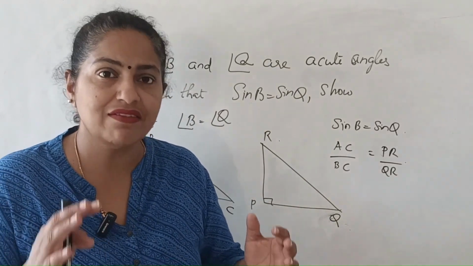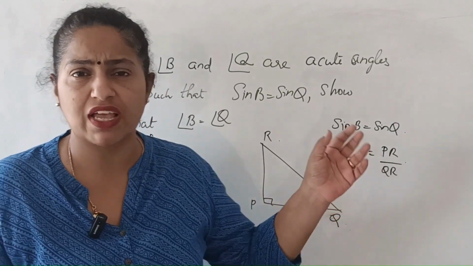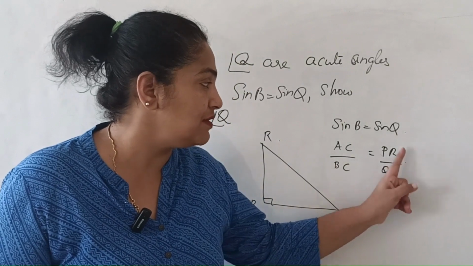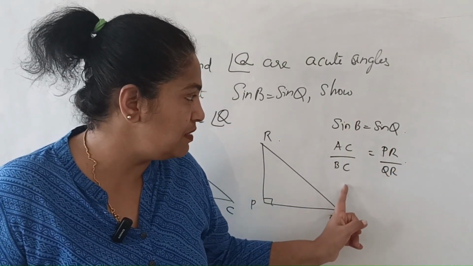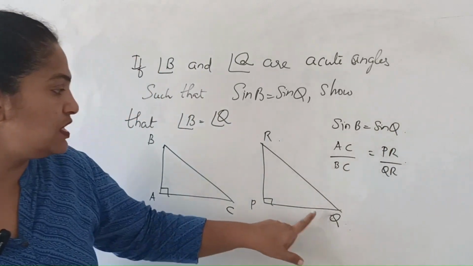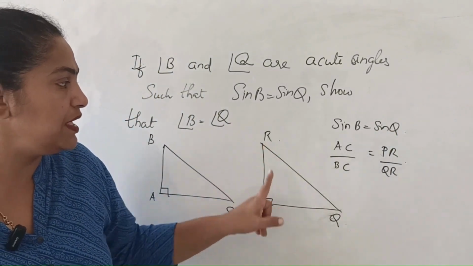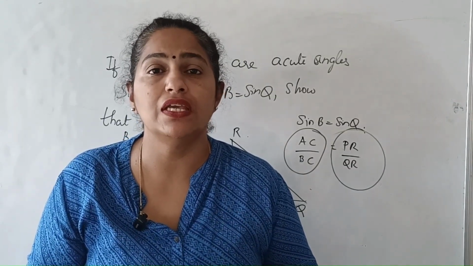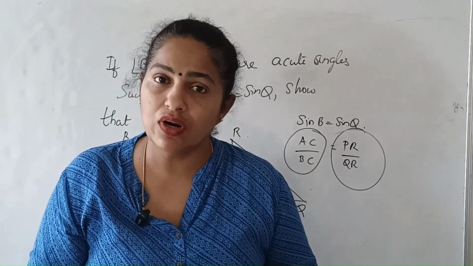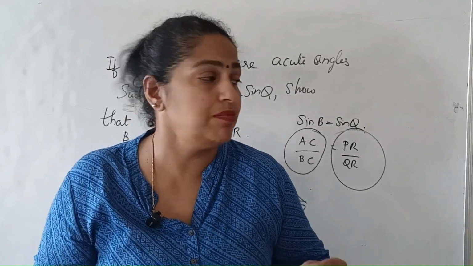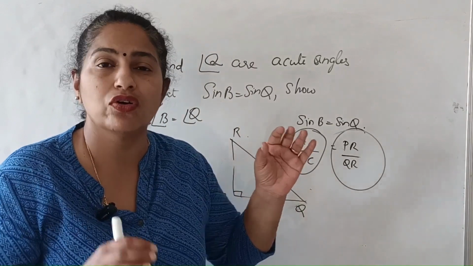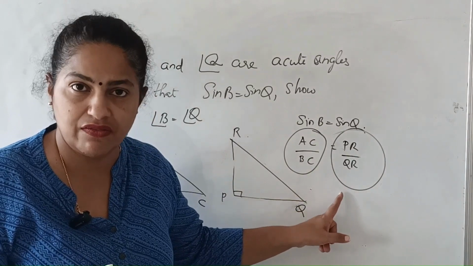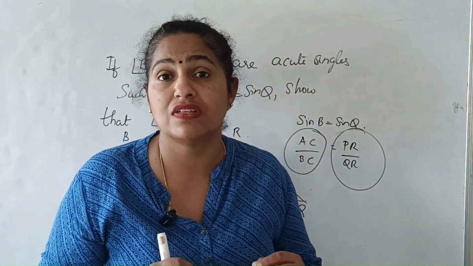So let us start with taking the trigonometric ratios and see what details we can find from this information. I have written sine B and I have written sine Q. Sine Q is opposite side by hypotenuse, which is PR by QR. Now in the sum, we need to show the equality of two angles. What is given to us? It is given to us that sine B is equal to sine Q. Basically, when we write down the values of sine B and sine Q in this way, we are getting the ratio of the sides.